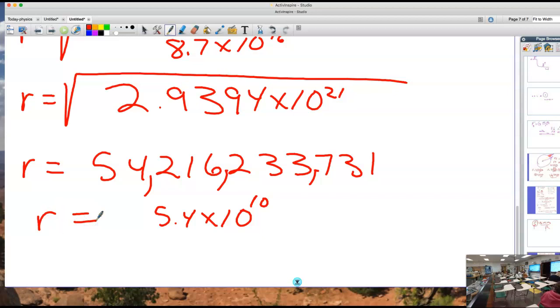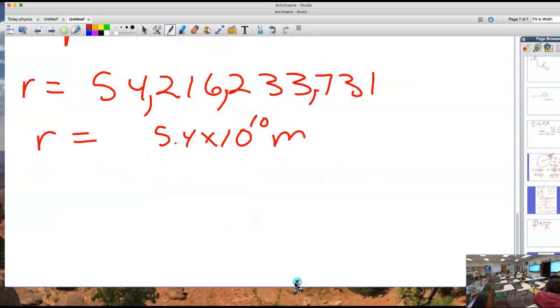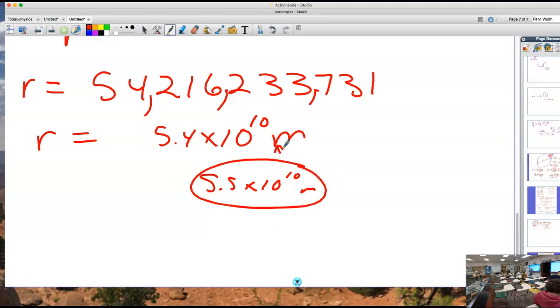What units? Newtons? No, because this is distance. Meters. This is billion, so 5.4 billion meters. So let's look it up and see if we used our right gravity. What's the distance between Earth and Mars? 5.5 times 10 to the 10. Ooh, so close. That's pretty doggone good for looking all this up, right?